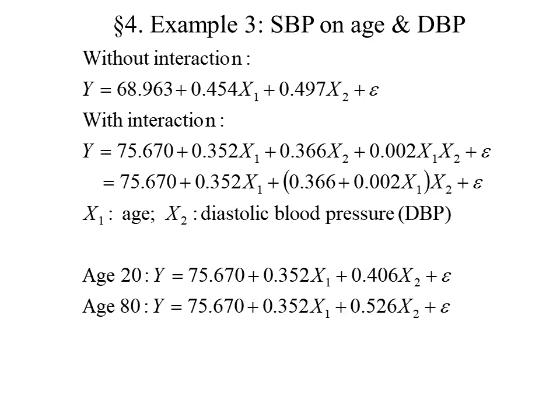If we select ages 20 and 80, and substitute 20 and 80 for X1 in this equation, we get these 2 equations at the bottom, one for those at age 20 and the other for those at age 80. The coefficient for diastolic blood pressure is a little larger for age 80 than for age 20, which seems to suggest that diastolic blood pressure and systolic blood pressure may be more closely related with each other at older ages.